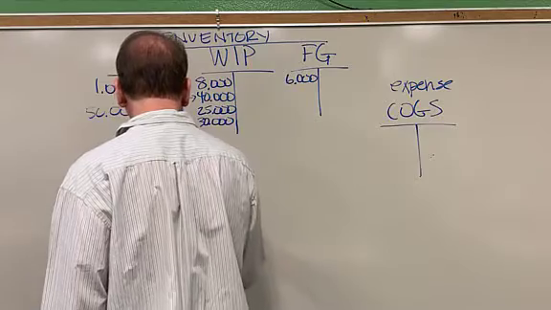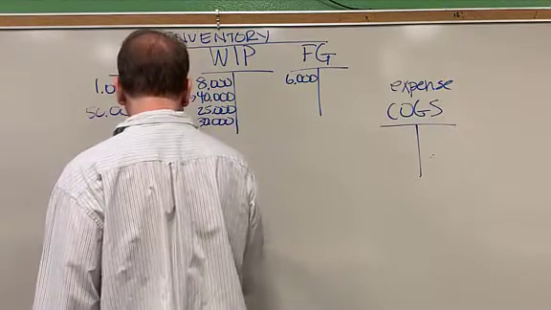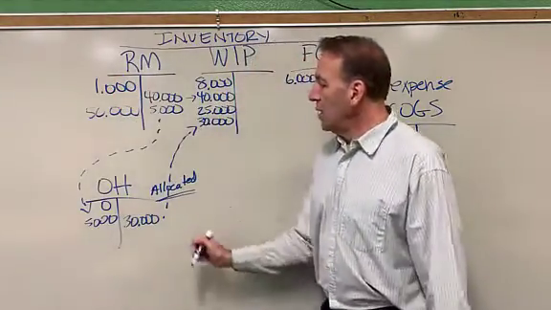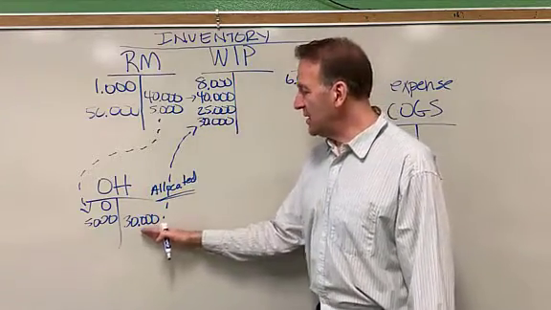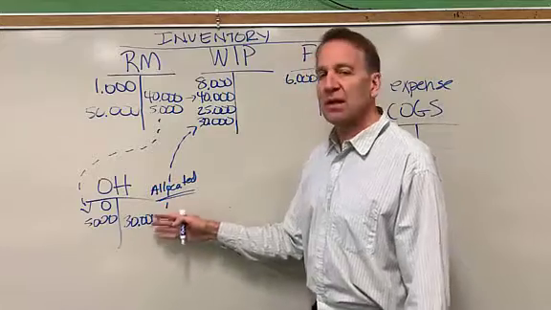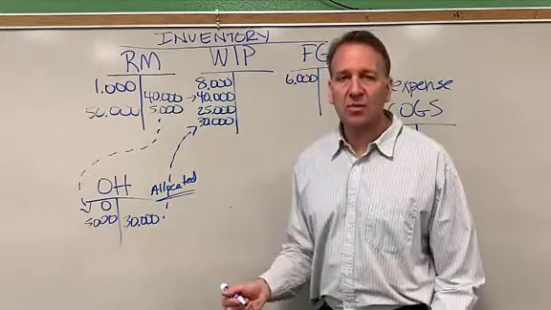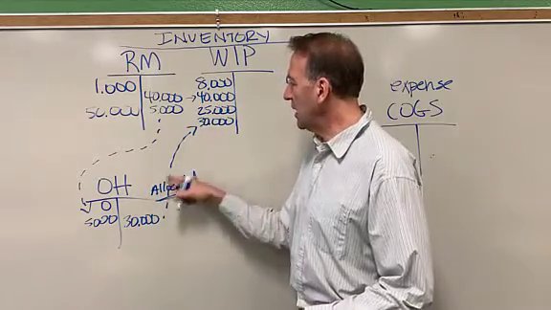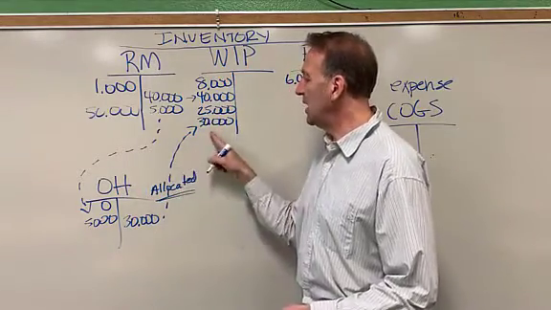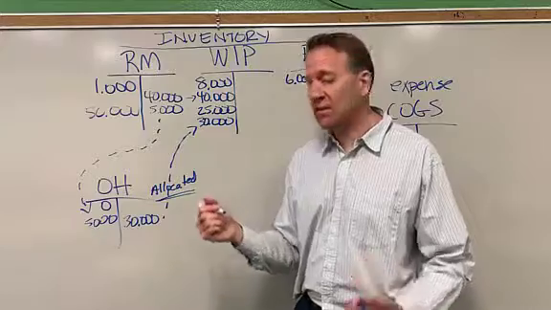So let's talk about overhead for a second now. In another lecture, we're going to show how this is done, but this is an allocated basis, meaning we're probably going to use direct labor hours or maybe square footage. We're going to use some measure in order to calculate how we're going to put this in here. So we'll have usually a rate.